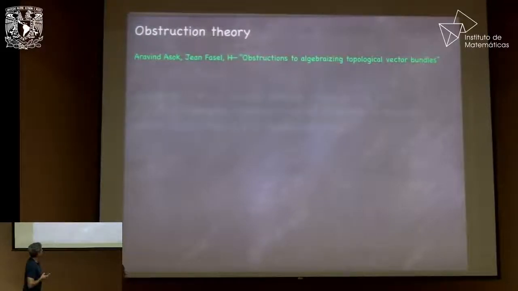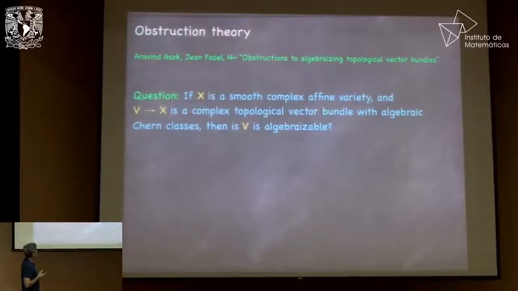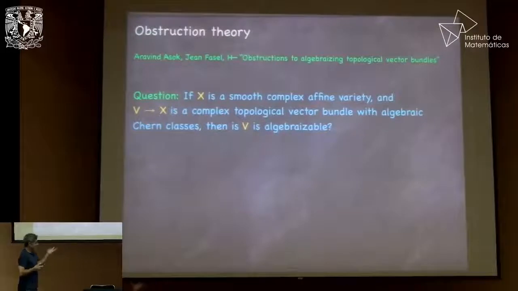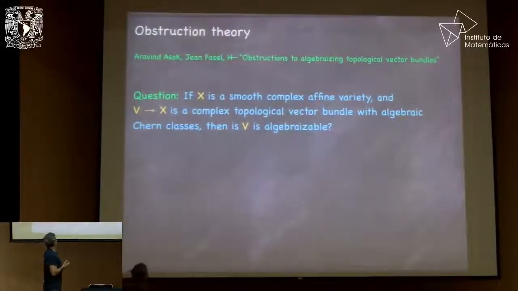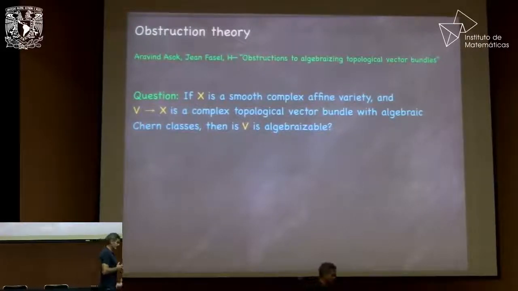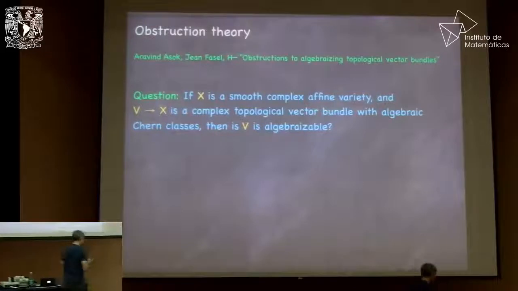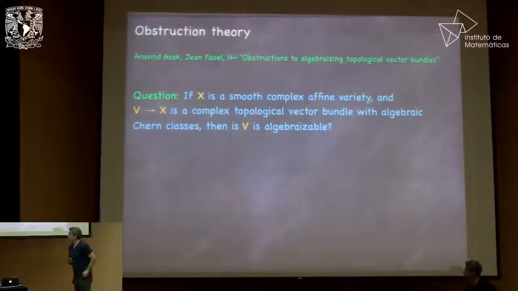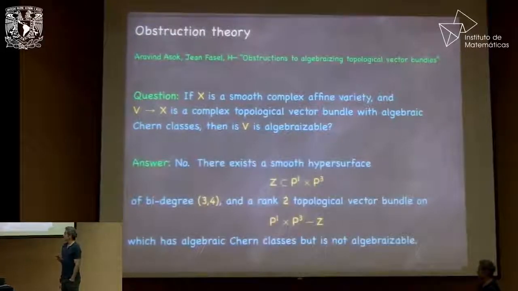Nevertheless, we got interested in answering that question. Suppose you have a complex affine variety and a complex vector bundle whose Chern classes are algebraic, then is the vector bundle algebraic? And the answer is no.